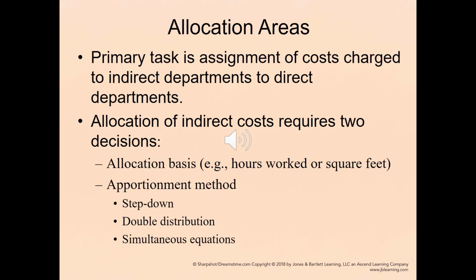The primary task is assignment of costs charged to indirect departments to direct departments. The allocation of indirect costs requires two decisions: the allocation basis, for example, hours worked or square footage, and the apportionment method, which is step-down, double distribution, or simultaneous equations.